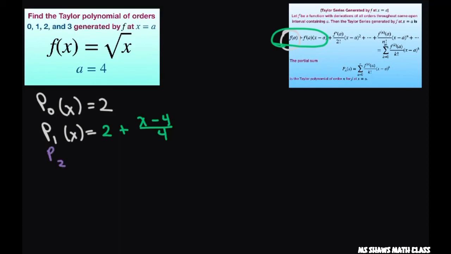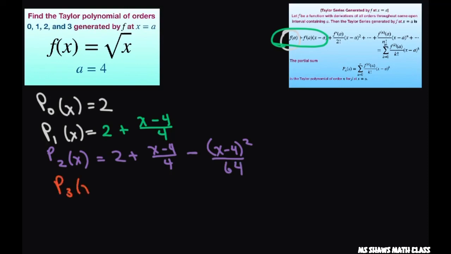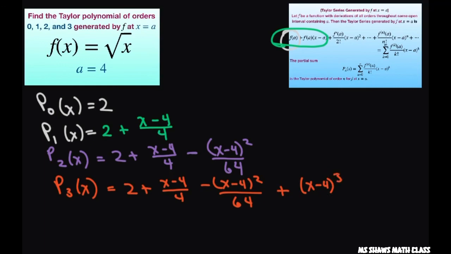Now p sub 2 of x, as you copy this down, and then we had a minus, and the numerator is going to be x minus 4 squared, and our denominator was 64. And then our last one, p sub 3 of x, copy all this down. So 2 plus x minus 4 divided by 4 minus x minus 4 squared divided by 64. And then the next one's going to be plus x minus 4 cubed, divided by 512. So there they are.